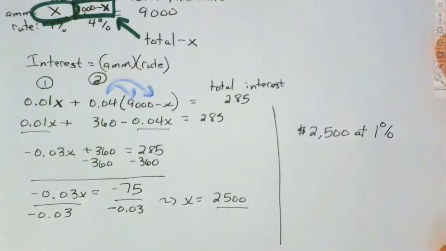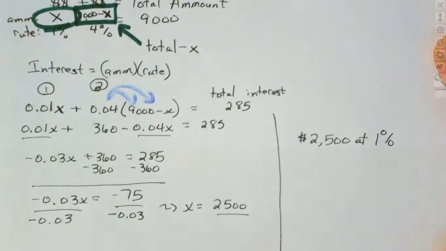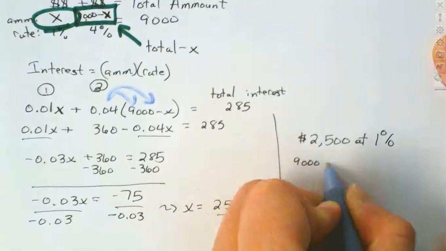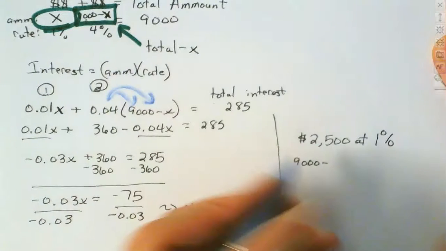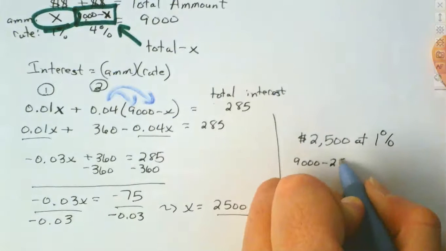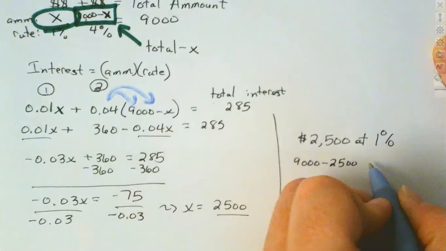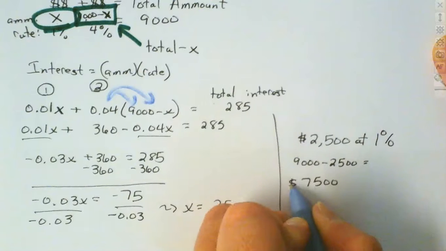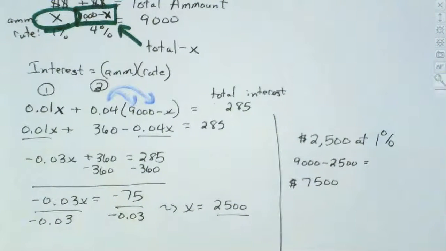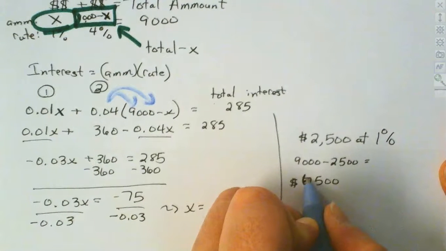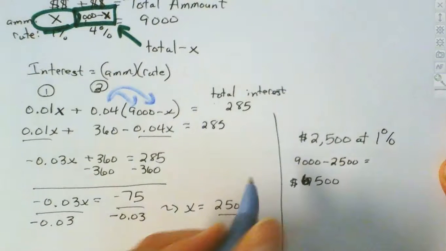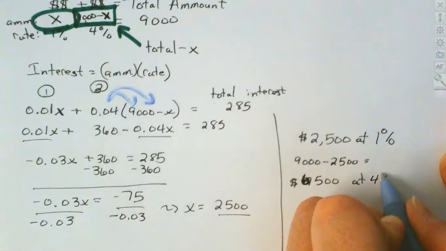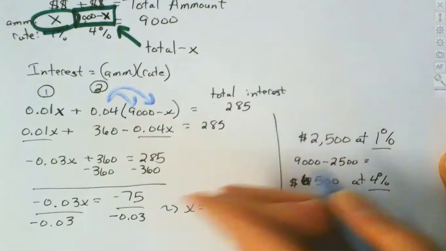What's the other one going to be? The other one is here. And what is it? Yep. Minus X, which in this case is 9,000 minus the 2,500. All right, and that comes out to be 7,500, isn't it? Oh, sorry, 6,500. And so we've got 6,500 at now 4%.